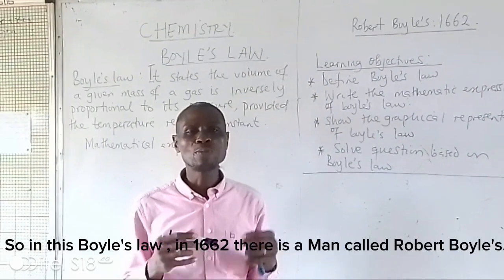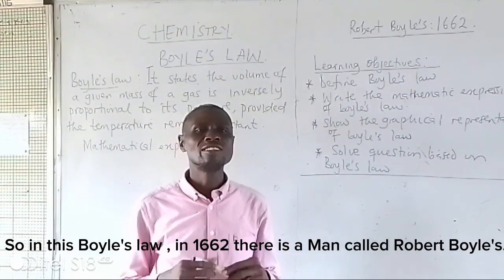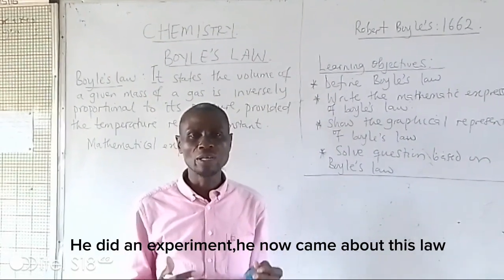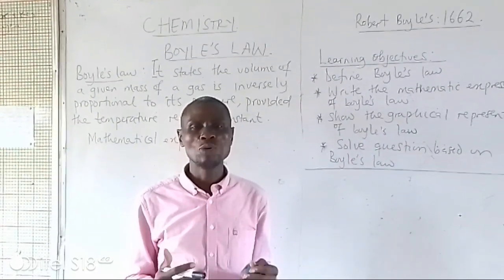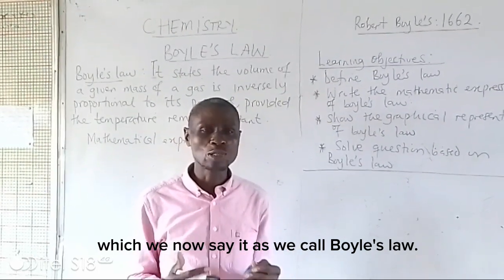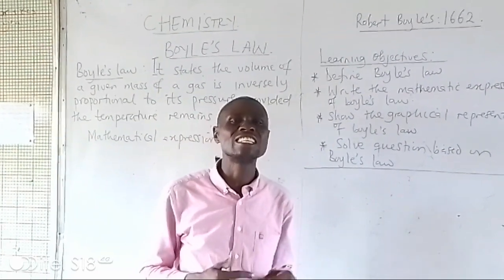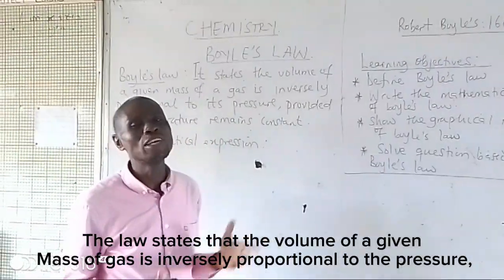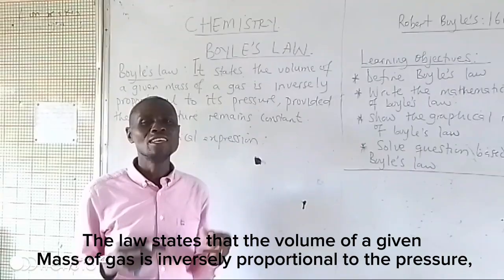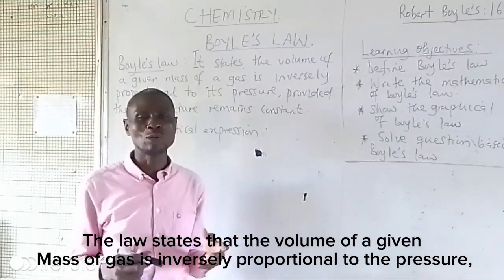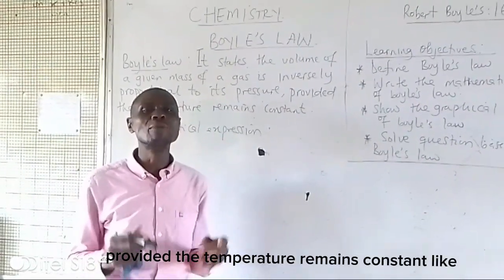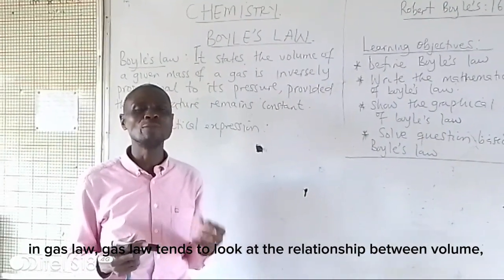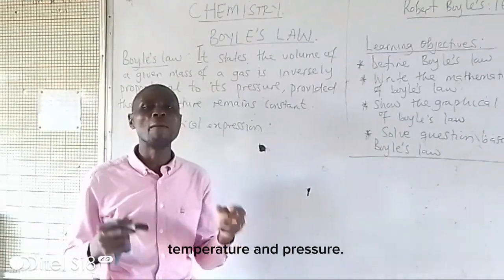Boyle's law. In 1662, there was a man called Robert Boyle. He did an experiment and came about this law, which we call Boyle's law. So what does the law say? The law says that the volume of a given mass of gas is inversely proportional to the pressure, provided the temperature remains constant. Gas laws tend to look at the relation between volume, temperature, and pressure.